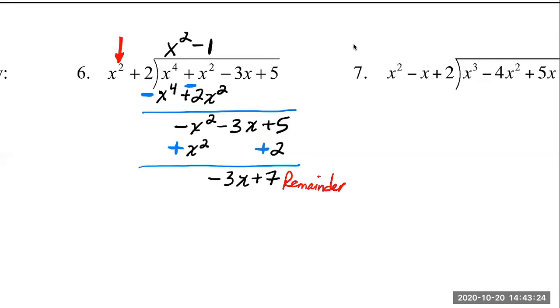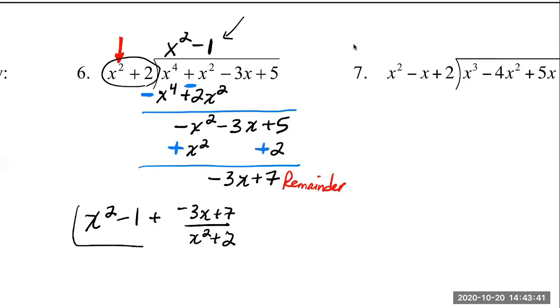So we would write our answer as x squared minus 1, all that stuff in the top, plus the remainder, negative 3x plus 7, divided by what we originally were dividing by, which is x squared plus 2. So this is your answer to that division problem. So if you wanted to, if you actually multiplied this to this x squared plus 2, you would get this polynomial, x to the fourth plus x squared minus 3x plus 5.